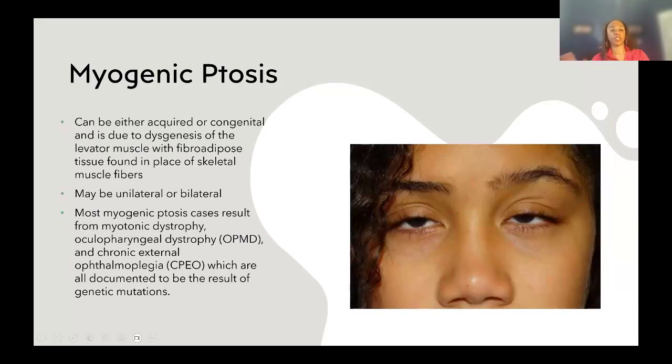This is a true muscle tissue. Before it was more of a connective tissue issue. This is true muscle. So it can be either acquired or congenital. It's due to dysgenesis of the levator muscle with fatty tissue found in place of skeletal muscle fibers. Can be unilateral or bilateral. Almost always these are found in patients that have more like muscle dystrophies and those sort of conditions. So most of the time, these are congenital. We do see them as acquired ptoses when patients develop these conditions over time. But again, this is a muscle issue, not a fatty tissue issue.